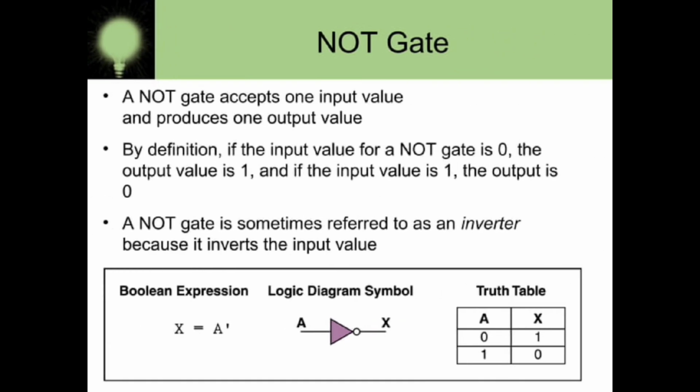A NOT gate accepts one input value and produces one output value. By definition, if the input value for a NOT gate is 0, the output value is 1, and if the input value is 1, the output is 0. A NOT gate is sometimes referred to as an inverter because it inverts the input value.